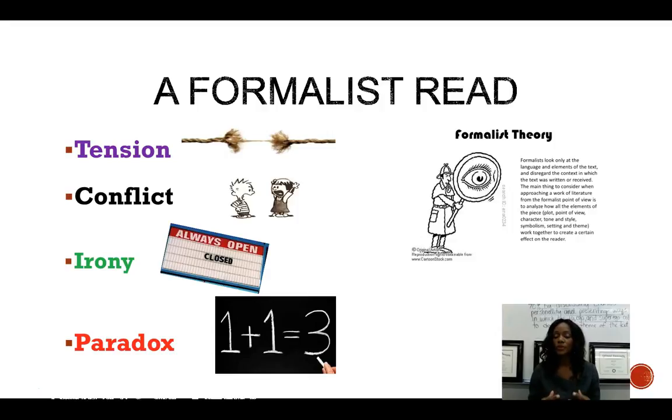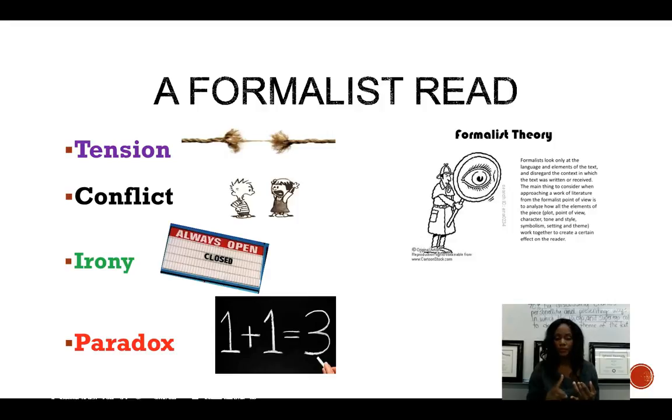But irony is when you expect one thing to happen, but something else occurs, right? So you look at this image, it says it's always open. You expect that this place is always going to be open, and then there's a sign that says closed. Sometimes irony can be comical, where it's that point in the reading where you go, wait a minute, what just happened? That's probably a sign that that's irony.